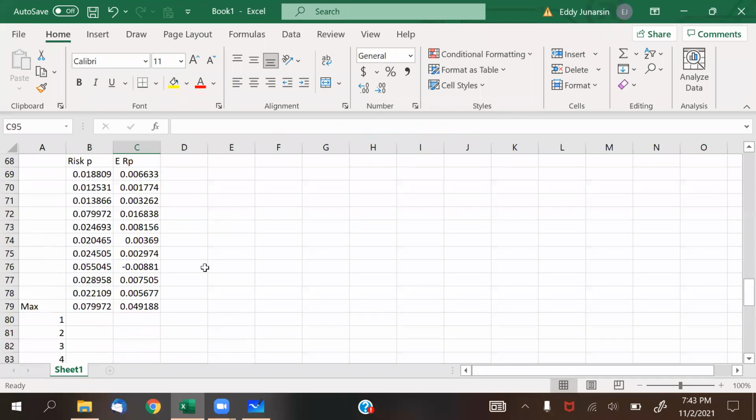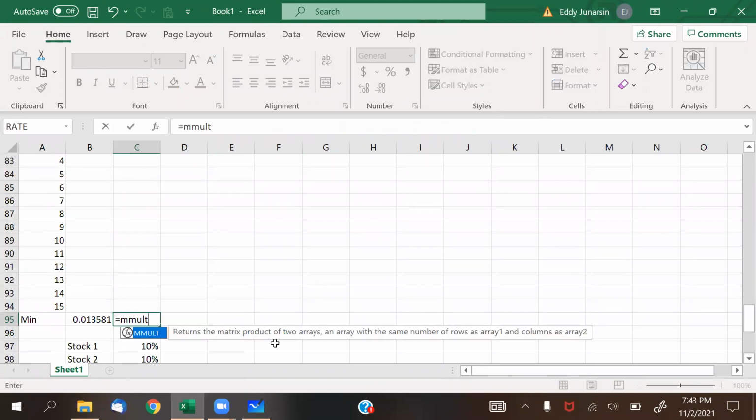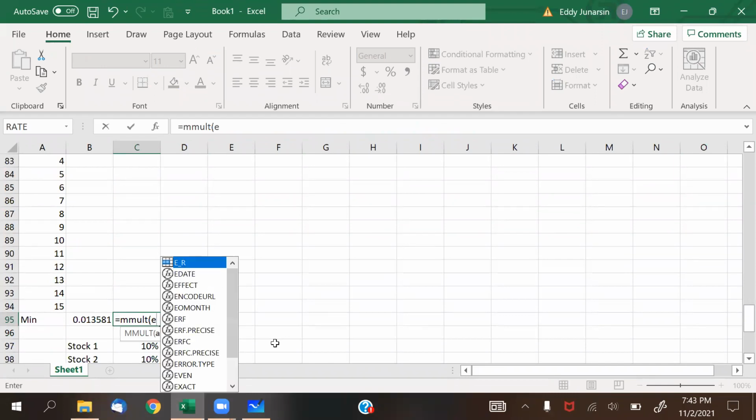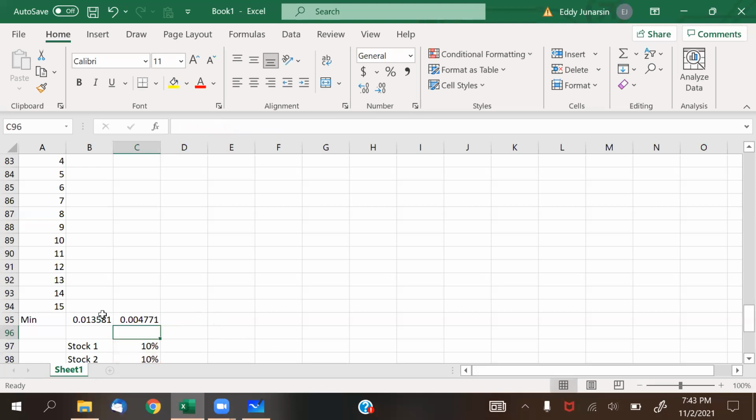Okay, and then what would be the formula for expected return at a global minimum variance portfolio point? What would be the expected return? This would be the annual expected return and the weight, proportion. Right? We know the proportion here. Okay, so we get something here.